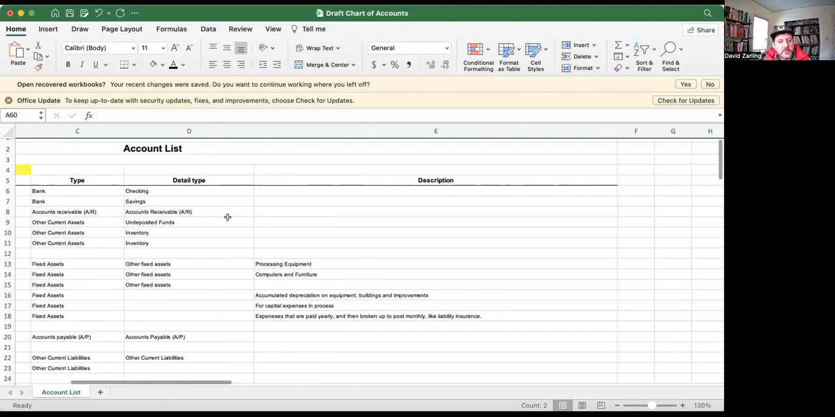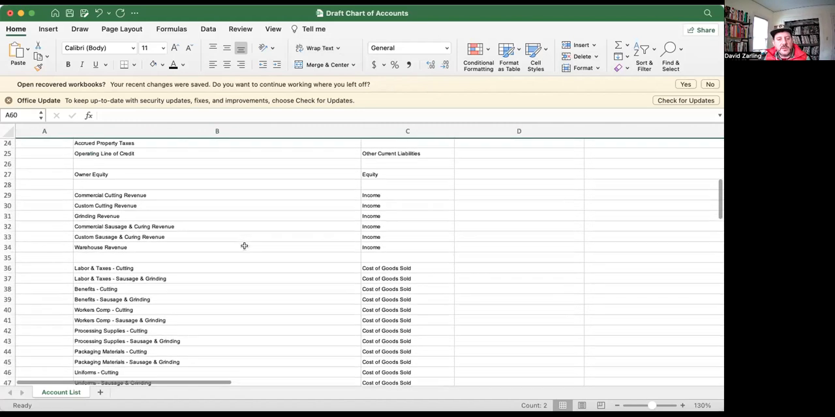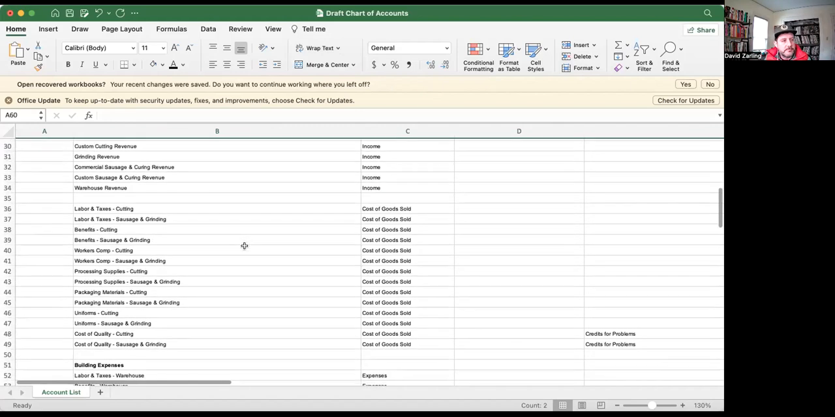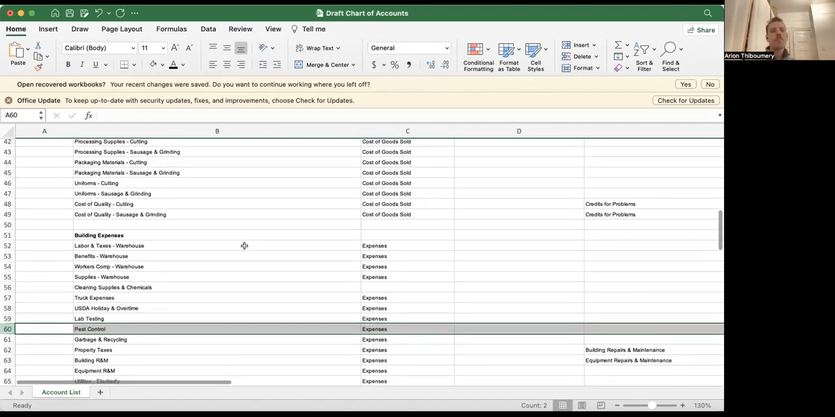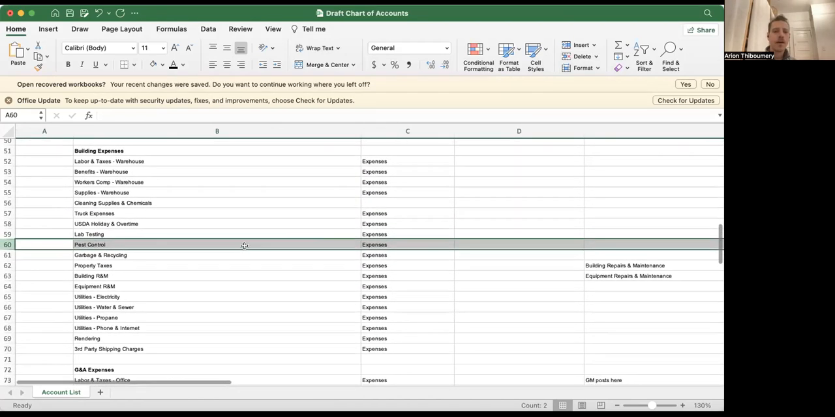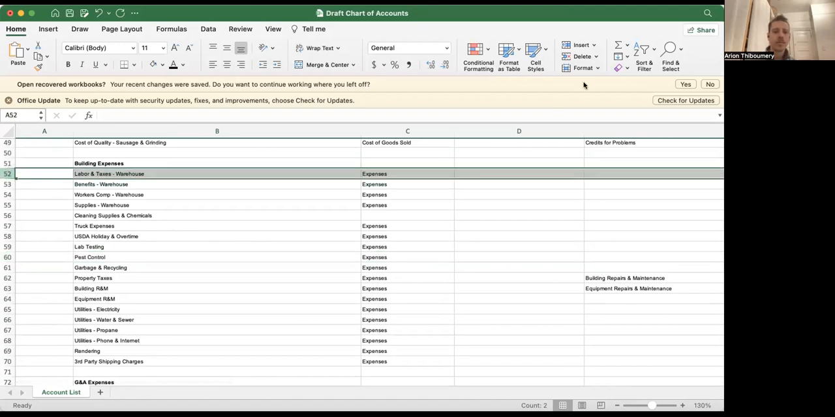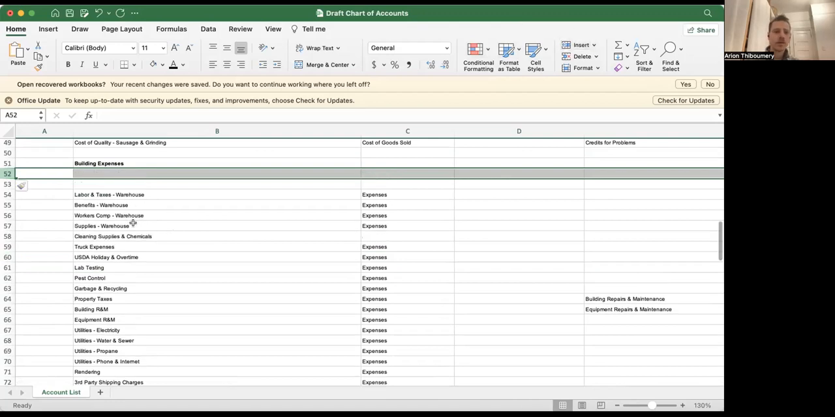Next question comes from Caroline. She asks, "Do you consider sanitation labor as part of COGS?" That's a great question. I probably would put that under the building expenses. We don't have that broken out right now in this chart of accounts, but I definitely would say that's something that I would put as a separate line item.